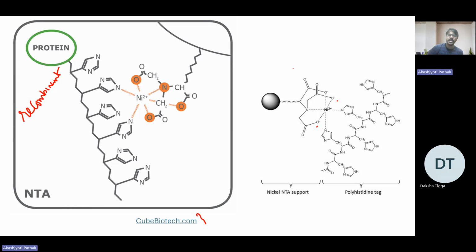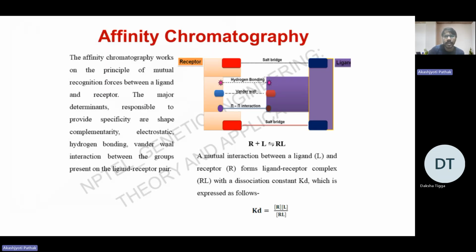Okay, so remember this figure. You will understand. So affinity chromatography is utilizing non-covalent interaction between your protein and the matrix. So this is your ligand.